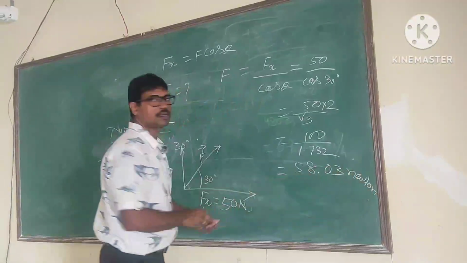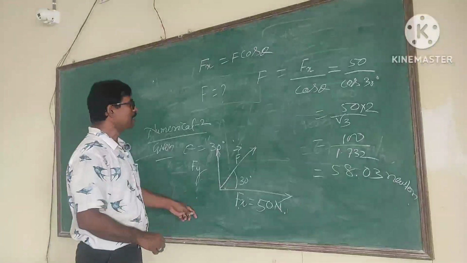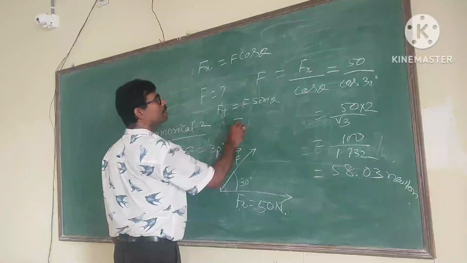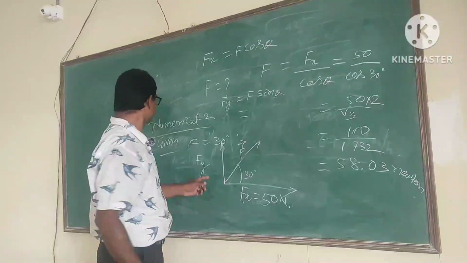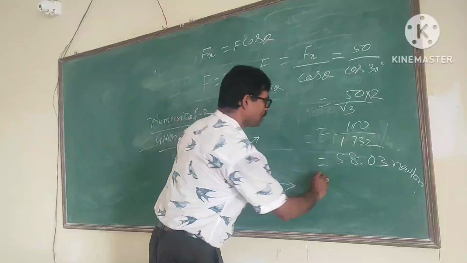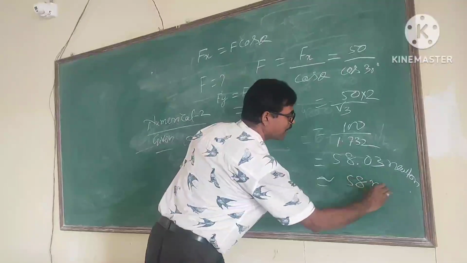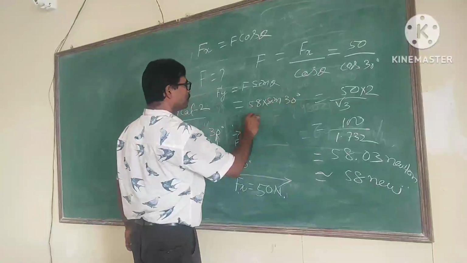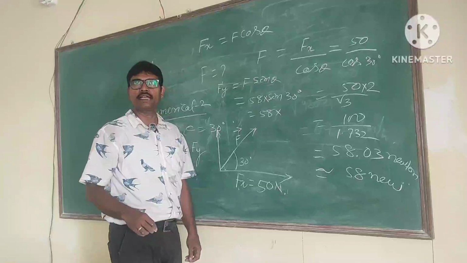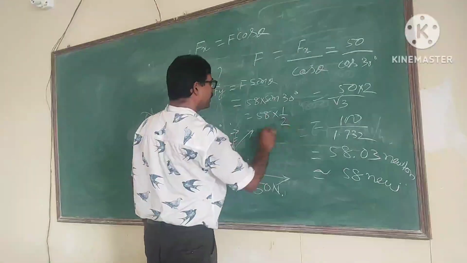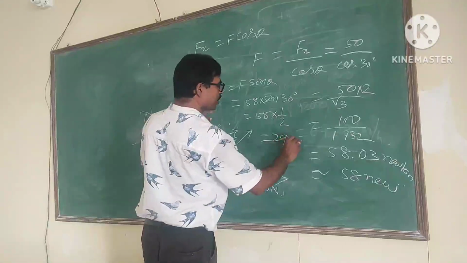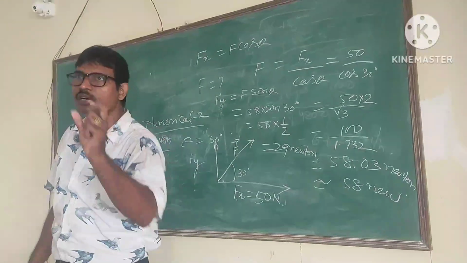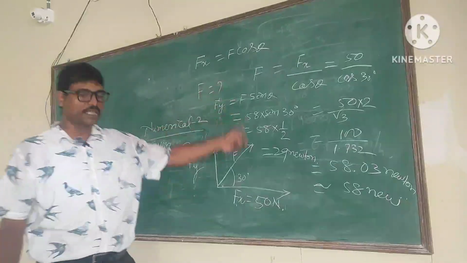Okay, now what will we do? Same thing repeats. Vertical component Fy is equal to F sin theta. So now F is equal to how much? You got approximately 58 Newton. So 58 into sin 30. Sin 30 I think is half. Okay, it is 29 Newton. So if the question is based upon angle and one component is given, you will do it in this manner.